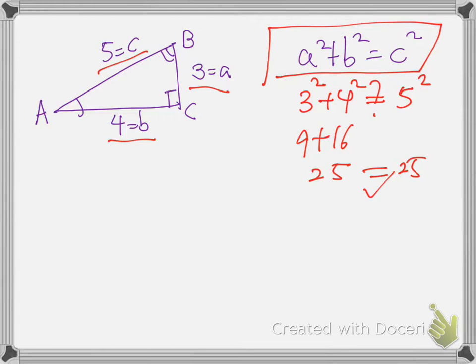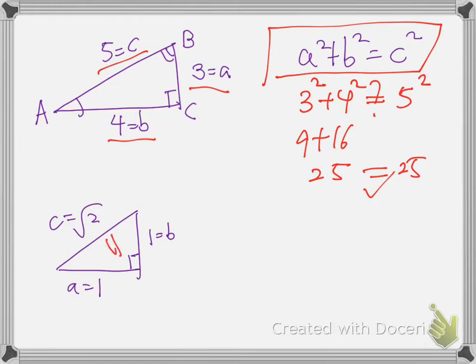So later we will study all these special triangles. So let's say here is 1, 1, square root of 2. The order of A and B doesn't matter, so we can put A here, B there. But the C, the hypotenuse, has to be the longest side, the opposite of the right angle.